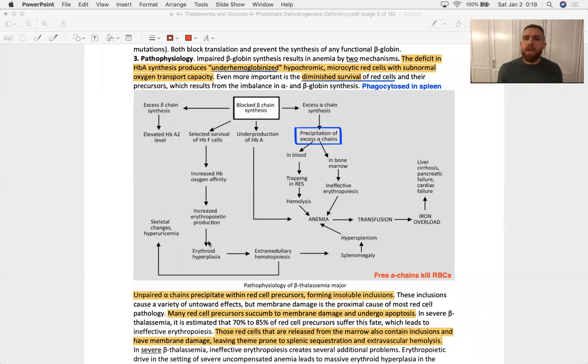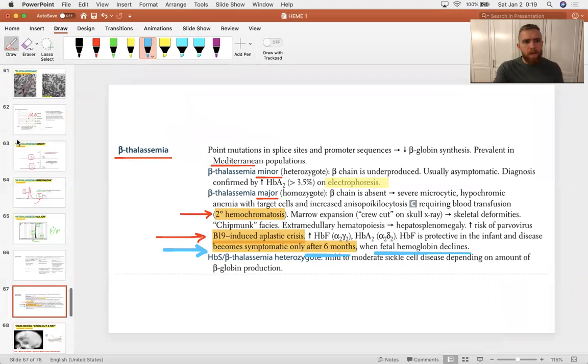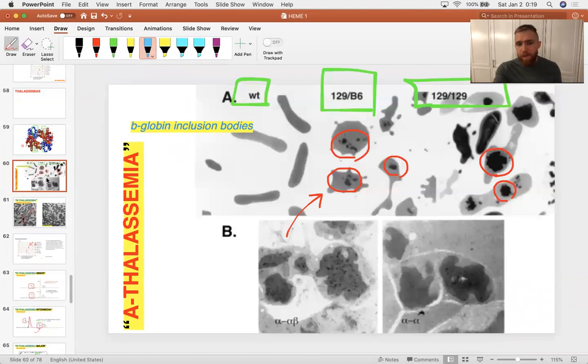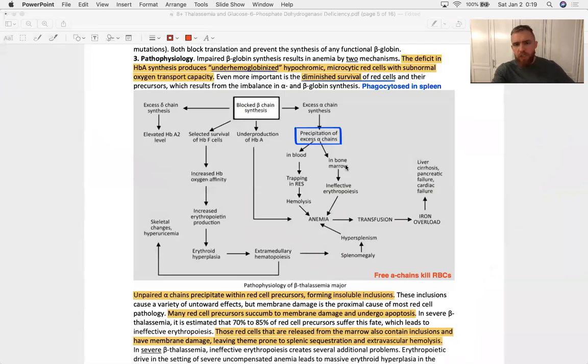Why? Because of the inclusion bodies that we've looked at earlier. Whatever chain is unaffected, so in the case of beta thalassemia, you get alpha globin inclusion bodies. And again, once these red cells get to the spleen, a macrophage is going to pat them down, find some inclusion bodies, take them off to the side, pop, no more red blood cell. That's splenic sequestration.